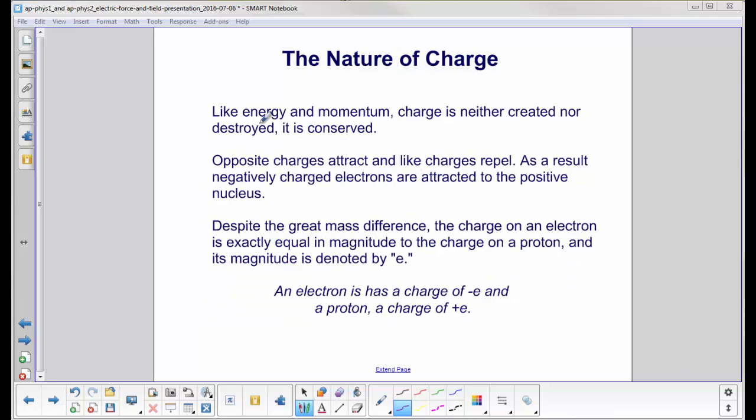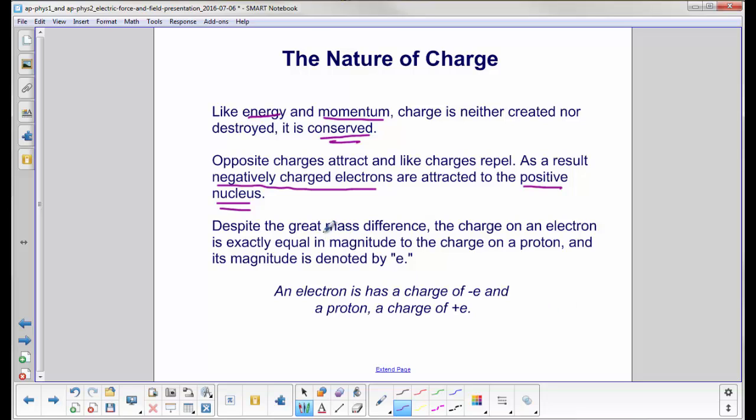To review, like energy and momentum, both linear and angular, charge is neither created nor destroyed, it is conserved. Opposite charges attract, so a positive would attract a negative, and like charges repel, so positive repels positive, negative repels negative. As a result of this, negatively charged electrons are attracted to the positive nucleus, and that's an atom. The neutrons aren't doing anything in that role, but it's the positive protons attracting the negative electrons.